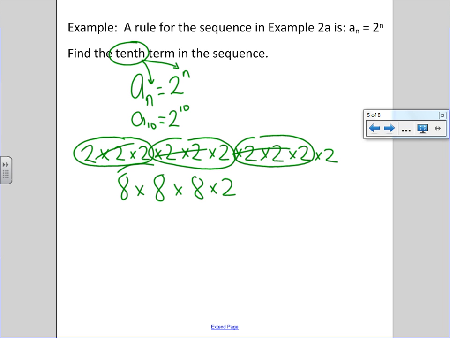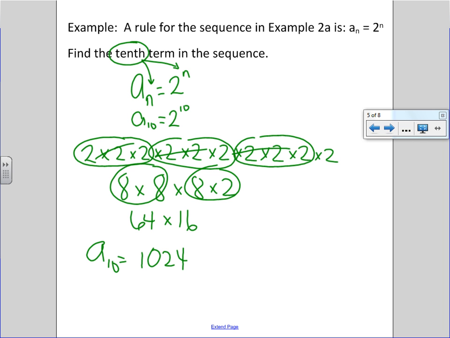So then I have 8 times 8, which gets me 64, times 8 times 2, which gets me 16. 64 times 16, I don't know off the top of my head. So 64 times 16 gives us 1024. So the 10th term, a sub 10, equals 1024. Final answer.